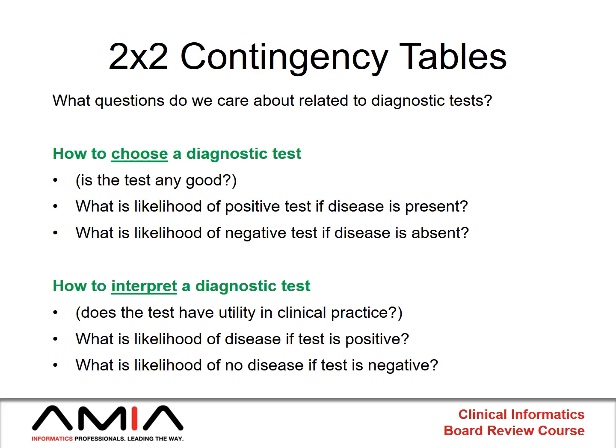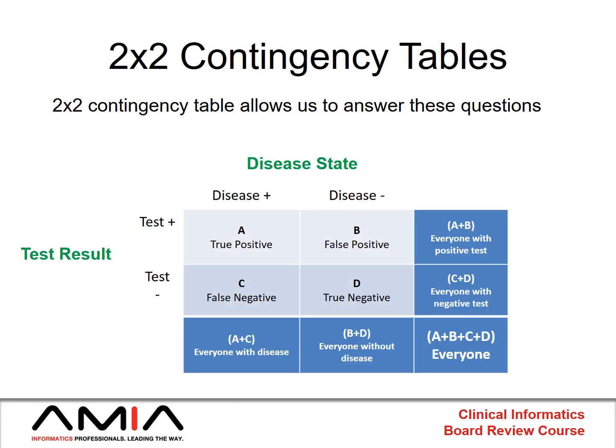In the first two, you assume that you know the disease state. You're saying if the disease is present or absent, what's the likelihood of the test being positive or negative? And in the second two, in the case where you're trying to interpret the test, you assume you know the test result, that if the test is positive or if the test is negative, what's the likelihood of disease or no disease? And that's the key difference between when you're choosing a diagnostic test versus when you're interpreting a diagnostic test. And the good news is that a 2x2 contingency table allows us to answer these questions.